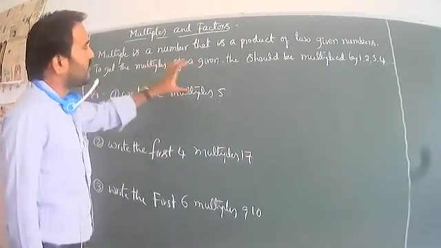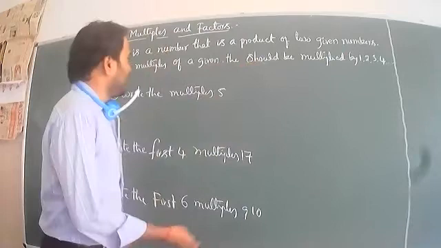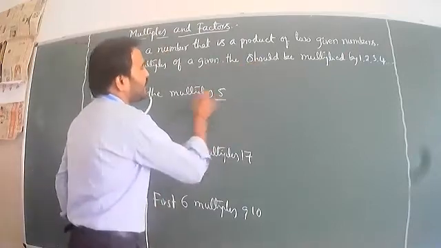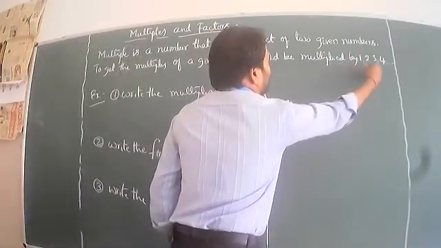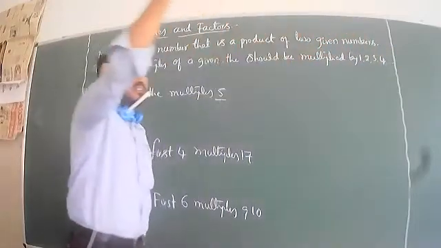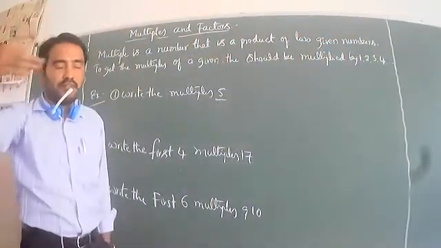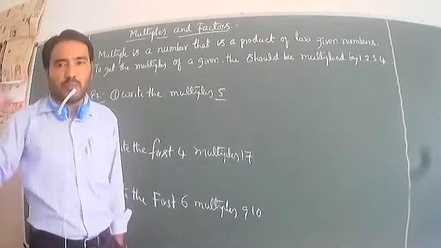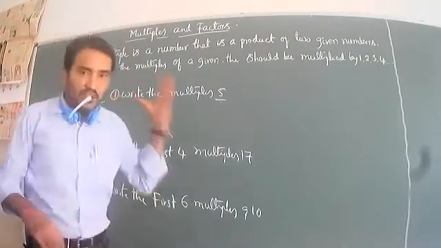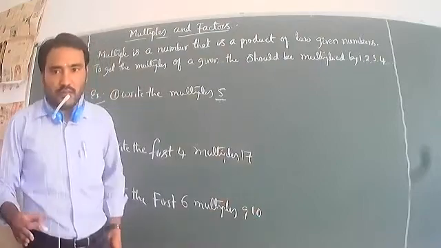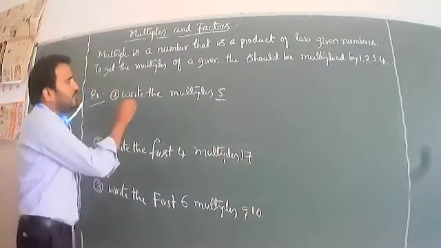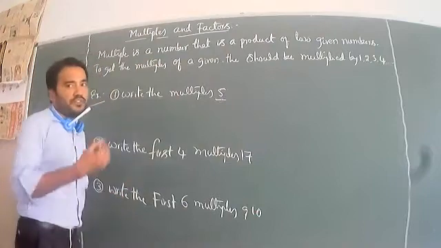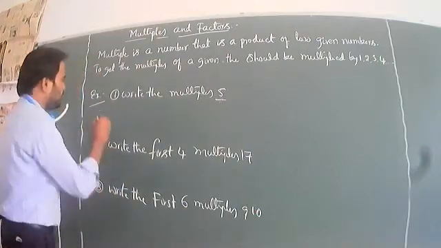So multiples are products of two given numbers. To get the multiples of a given number, it should be multiplied by 1, 2, 3, 4, 5 and so on, increasing without end. We get the products, and we call those products multiples. Now we write the multiples of 5.